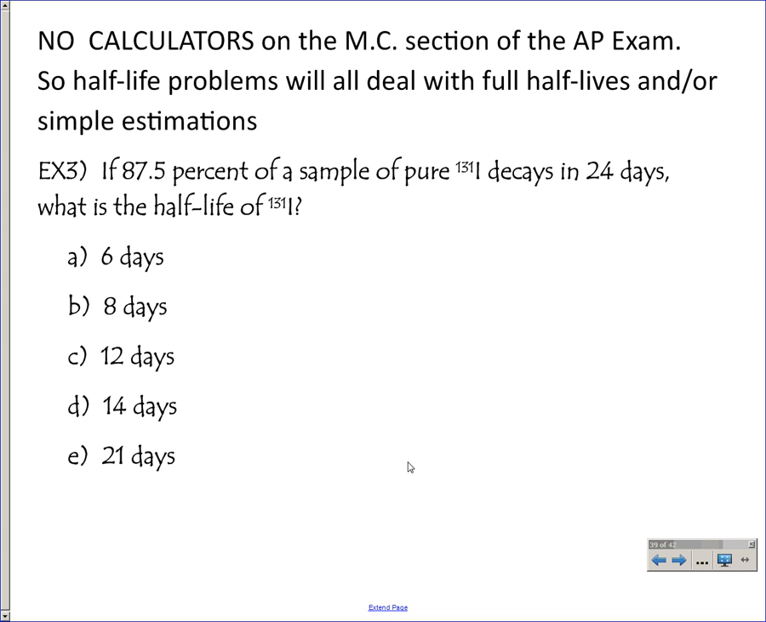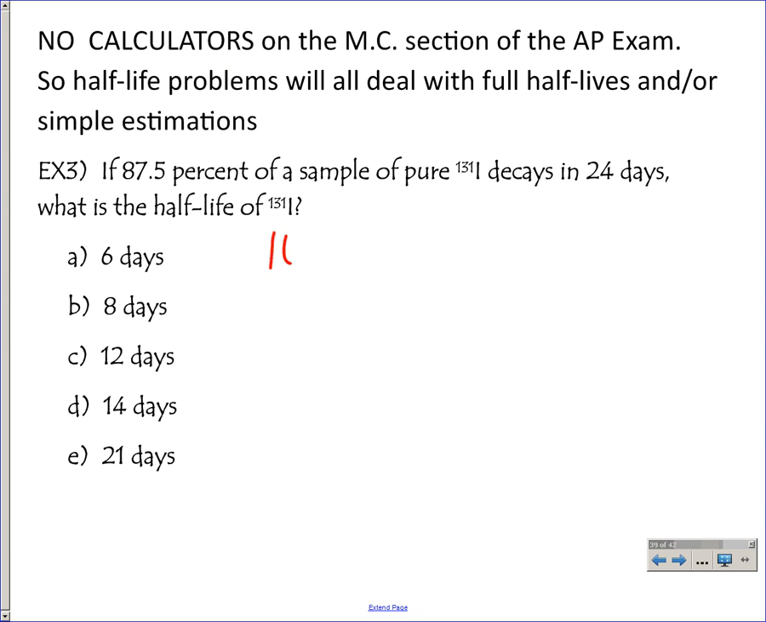Okay, so looking at this one, we have 87.5% of a sample of pure iodine that's going to be totally decaying in 24 days. We want to know the half-life of this iodine 131. So if 87.5% has decayed and 24 days have passed, all we want to figure out is, of those 24 days, how many of those days make up one half-life? So this is actually really easy.